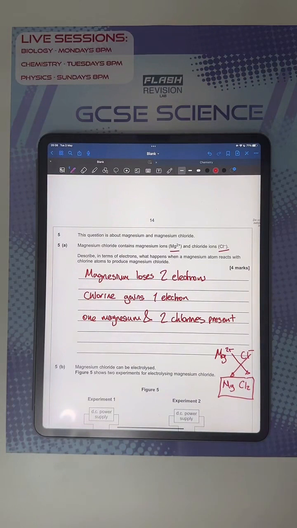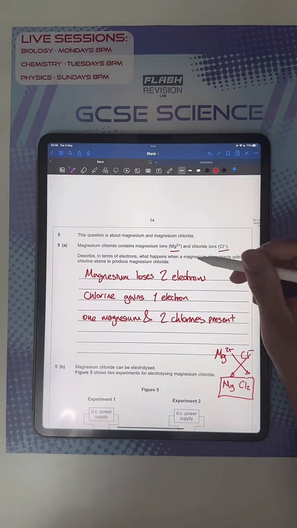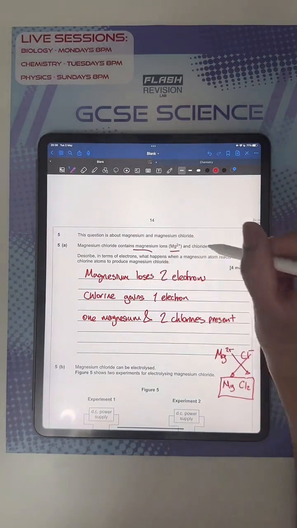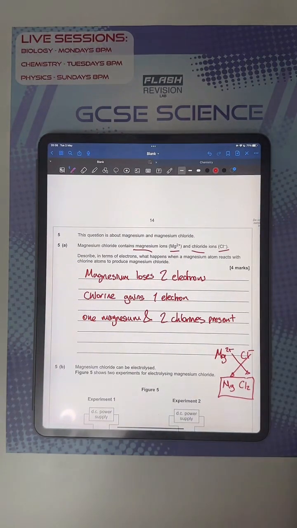You can write in bullet points in exams, guys. And then we've got 1 more mark here. So we've got 3 out of the 4. What type of bond do we have here? This is a metal. This is a non-metal. So what kind of bond do we have?